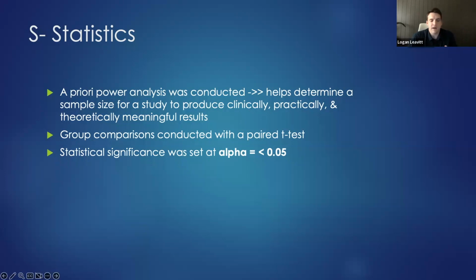And they looked at group comparisons, comparing different groups with a paired t-test, and then they set their statistical significance at an alpha value of less than 0.05. So to check that there's statistical significance in the comparisons.